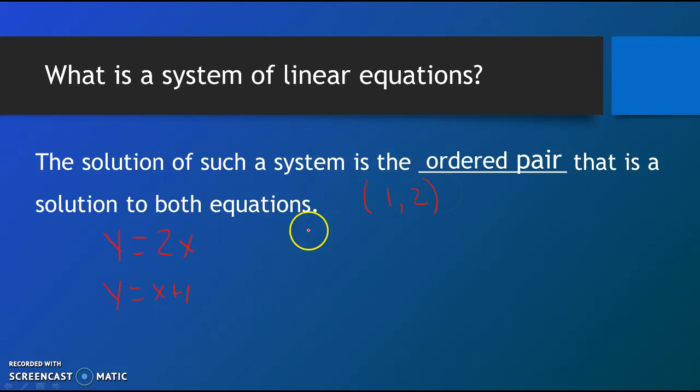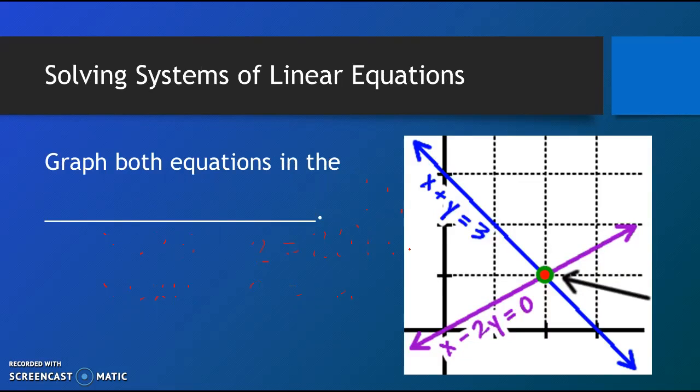And you can go ahead and check that by plugging 1 and 2 in for x and y in both equations. So for the first equation, we would have 2 equals 2 times 1, and that is true. And then for the second one, we would have 2 equals 1 plus 1, and that is also true. So that proves that it is the solution to both of them.